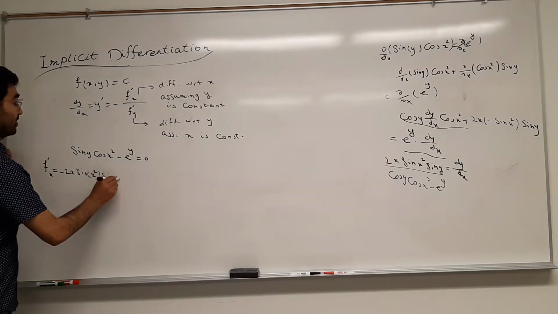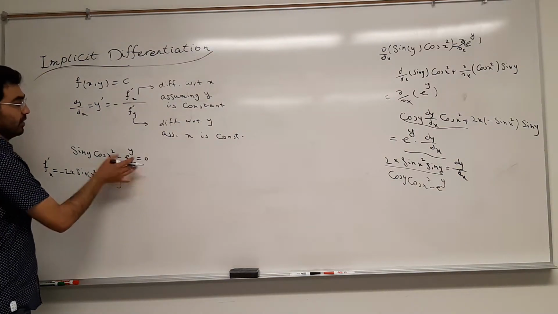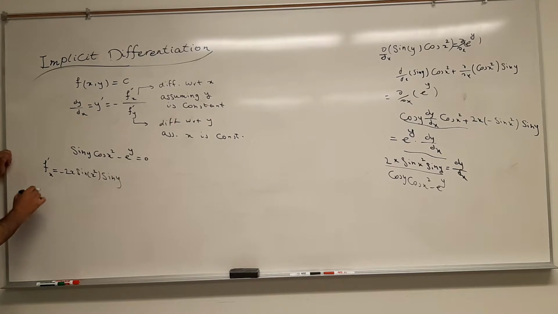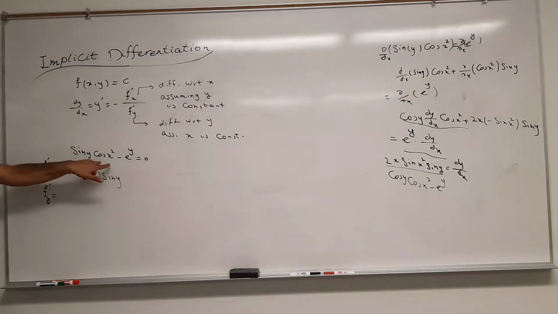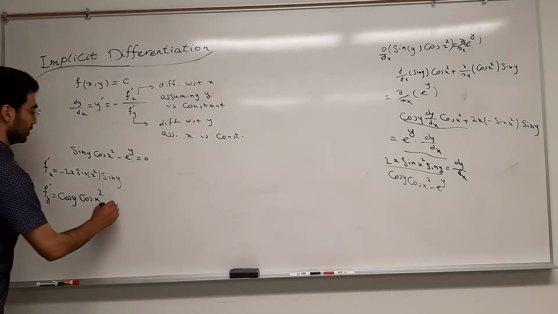Times sine y. We are assuming y is constant, so the derivative of e to the y, which is also a constant, is 0. Now we get f prime sub y. So here, x and any function of x, or cos of x squared here, is just a constant, and you just differentiate sine y with respect to y. You get cos y times cos x squared. Minus, and the derivative of e to the y with respect to y is just e to the y.